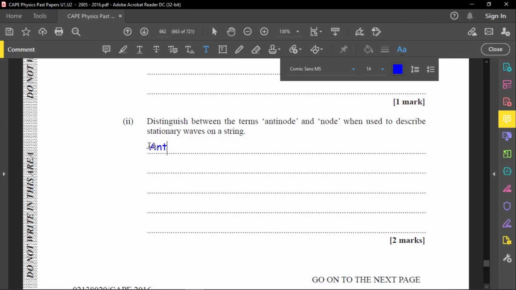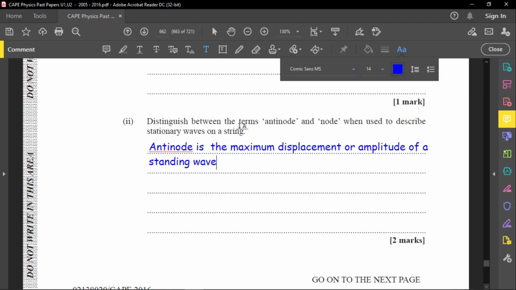So the antinode is the maximum displacement or maximum amplitude of a stationary wave, or a standing wave. So of a standing wave or a stationary wave, that is the maximum amplitude or maximum displacement.